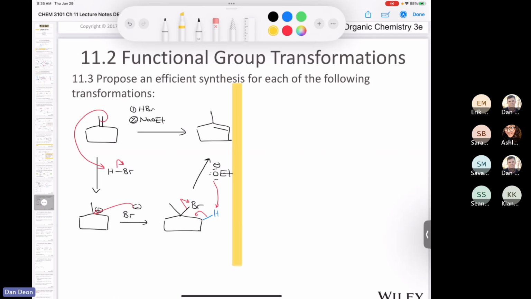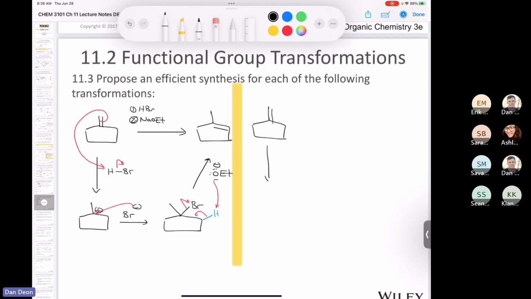Did anybody come up with another idea for this one? Does anybody have a second idea? What if I did a Markovnikov addition of water across this and made an alcohol?